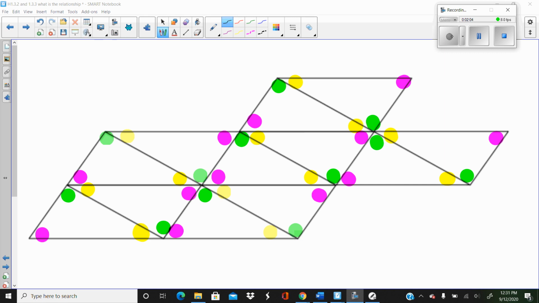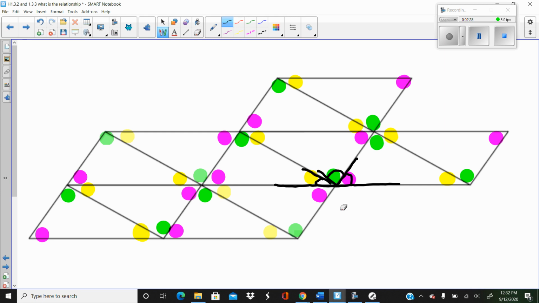So what I have here, if you kind of imagine zooming in on this straight line, right here. Let's just kind of zoom in right here. That is a straight line. So the angles associated with it would be adding up to 180 degrees. So we have one pink angle right here. We have a green angle right here. And we have a yellow angle right here.